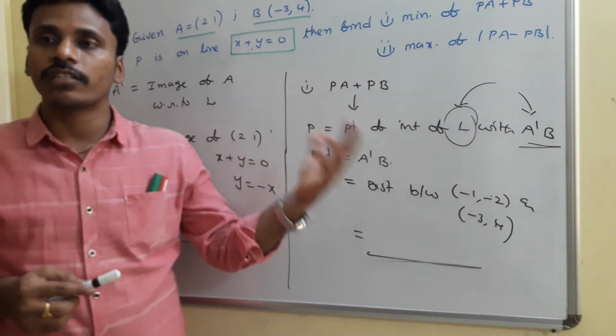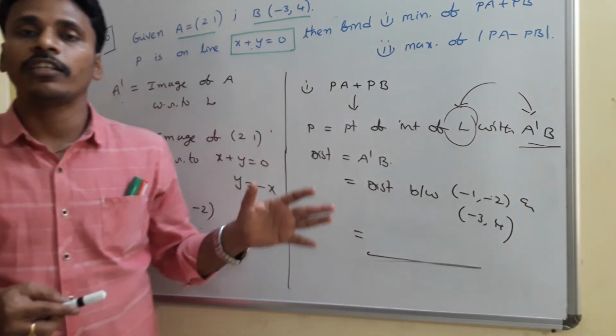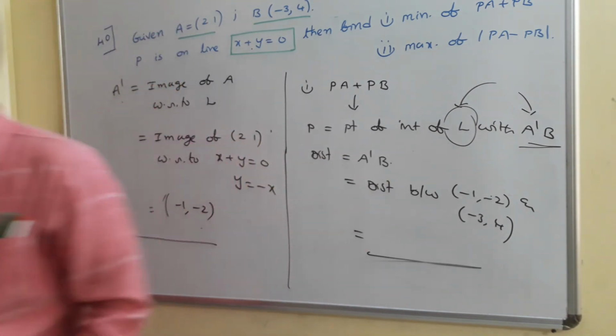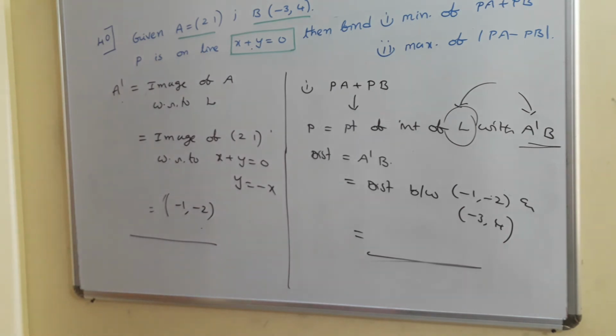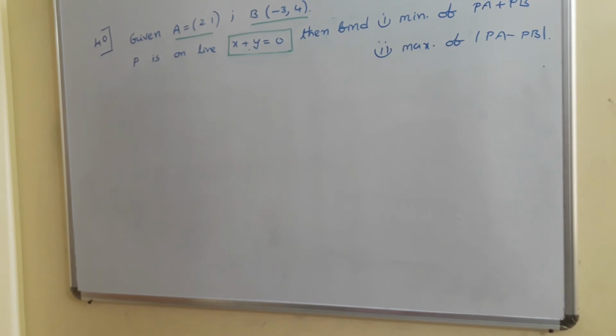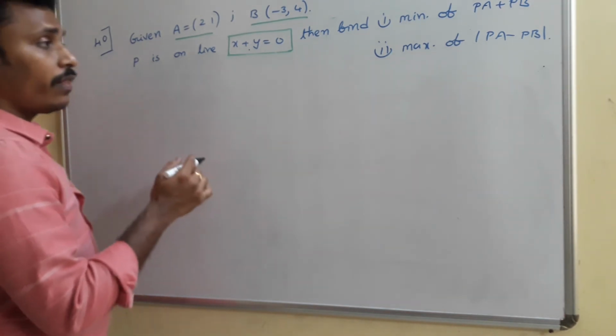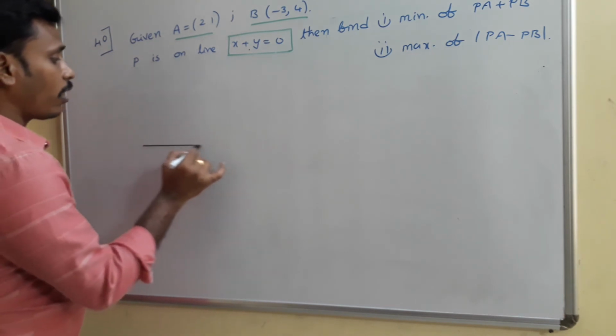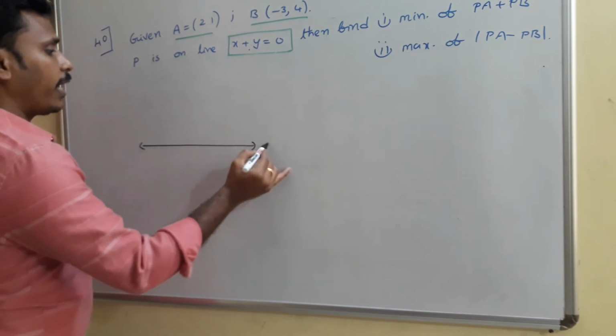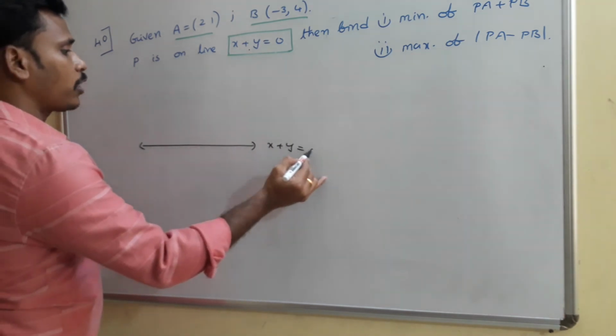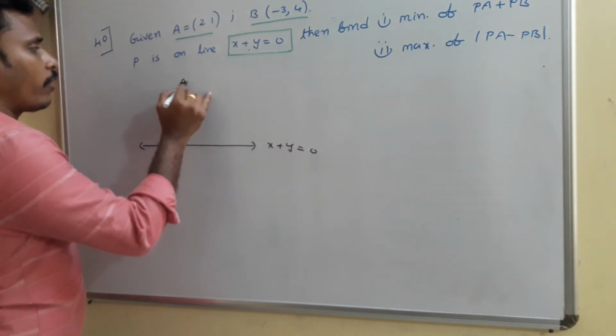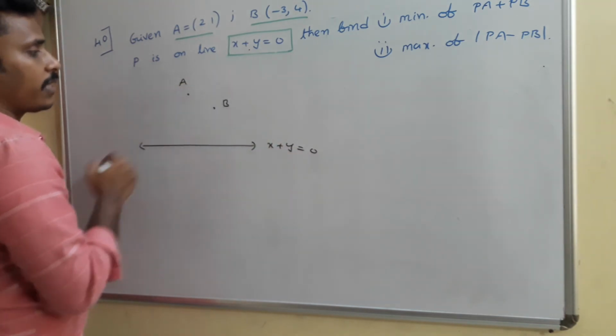See, the theory we discussed in the 39th point, and this is the problem. Just have a look. As per the problem, points A and B are on the same side of the line. This is the line x plus y is equal to 0. Actually, no need to draw the picture, we have the formulas, right? A and B are on the same side.